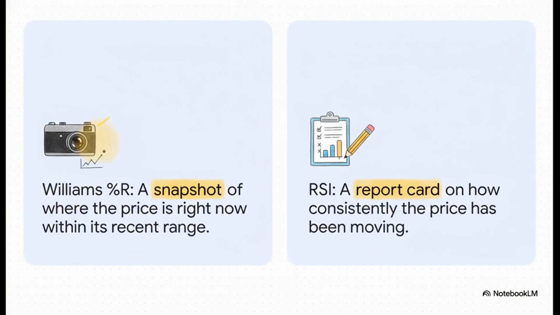Probably the easiest way to get the difference between these two is with a simple analogy. Think of Williams percent R as a snapshot. It tells you right at this very moment where the price is sitting compared to its recent high and low. The RSI, on the other hand, is more like a report card. It looks back over a period and grades the consistency of the price moves. It's asking how strong were the up days versus the down days.